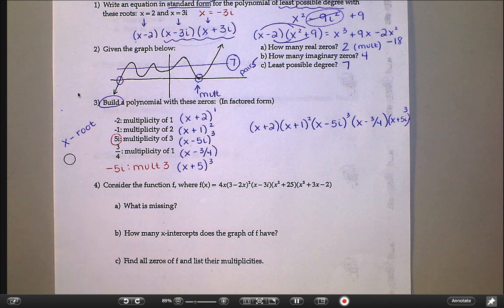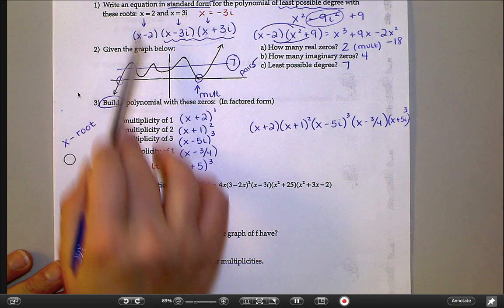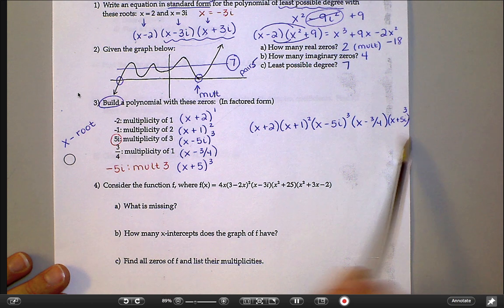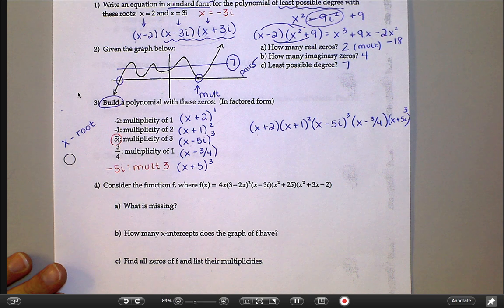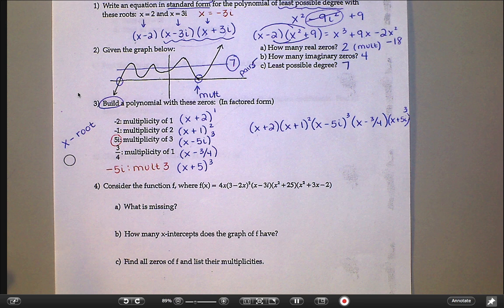It doesn't say, thankfully, that we had to do it in standard form like we did in number 1. So we don't have to go through and multiply those because that would be miserable. But we're good on that one.